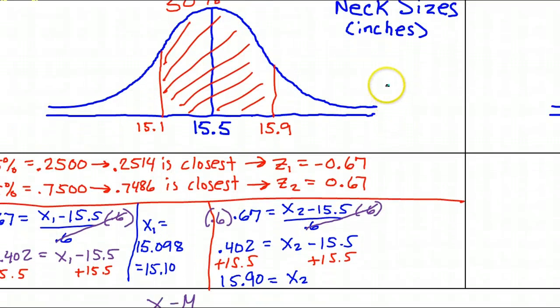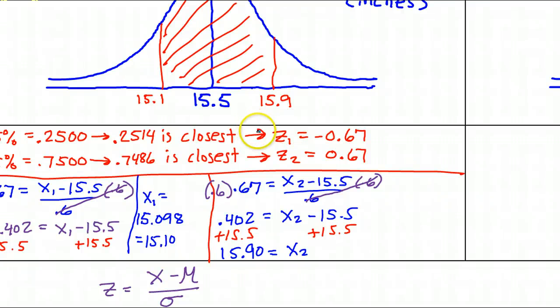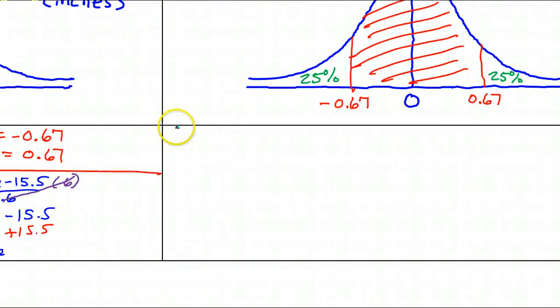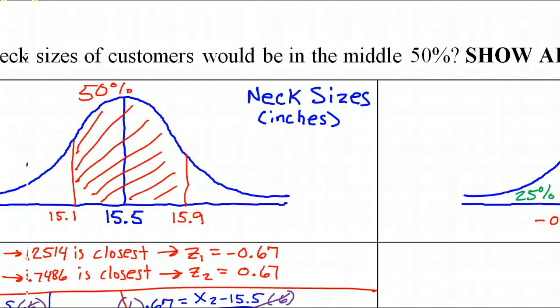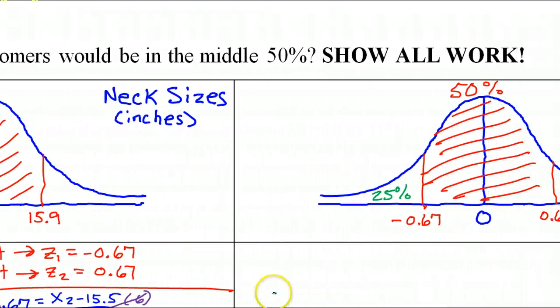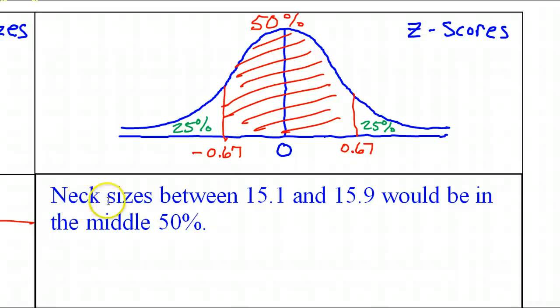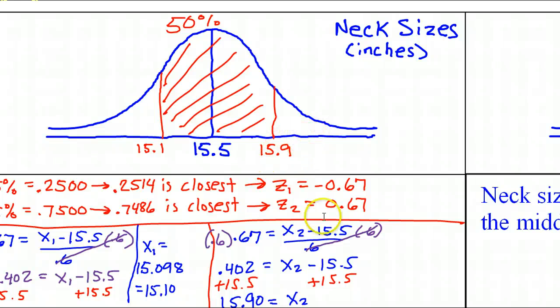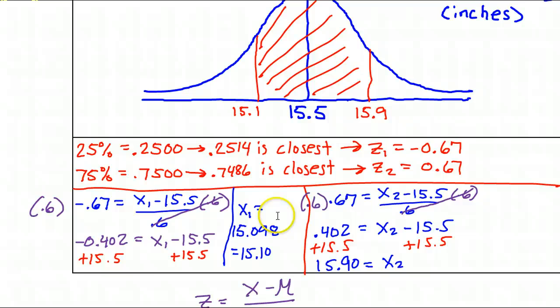I was supposed to find what next sizes would be in the middle 50%. So their next sizes between 15.1 and 15.9. I like to reword the question as my answer. So what next sizes of customers would be in the middle 50%? Well, next sizes between 15.1 and 15.9 would be in the middle 50%, as you can see on this picture right here. Okay, that is how you do that.